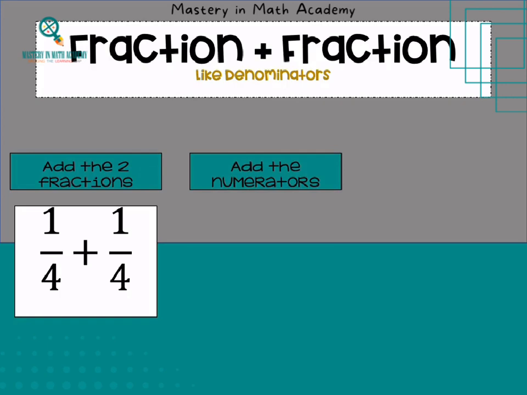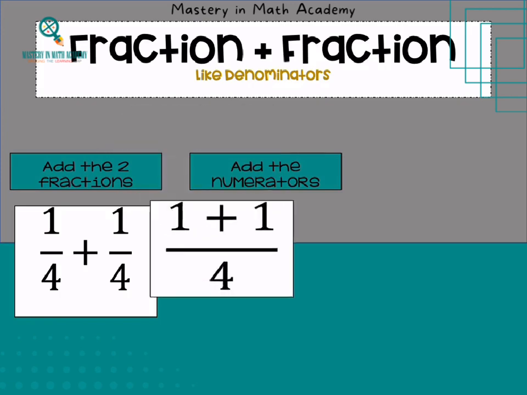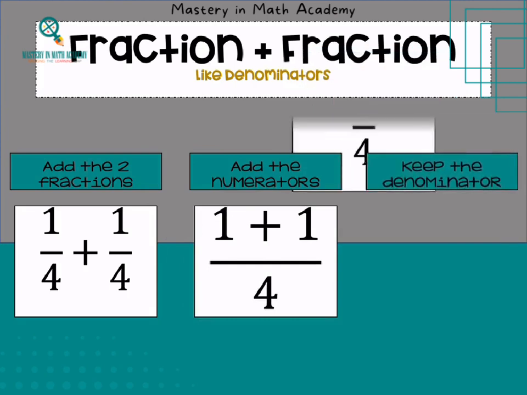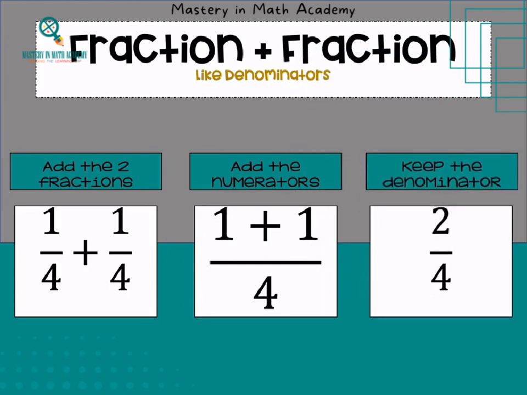All right, because your denominators are the same, you're not going to do anything with your denominator. You are going to keep it the same because it's 1/4 plus 1/4. It's the same, it's 4. So we're going to pay attention to our numerator, which is 1 plus 1. And again, keep your denominator the same. All right. 1 plus 1 is equal to 2.